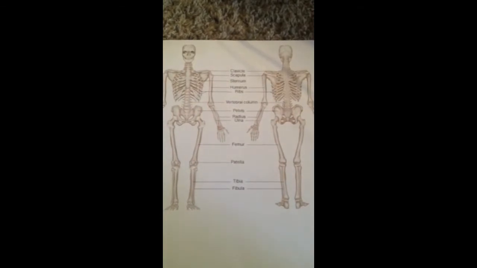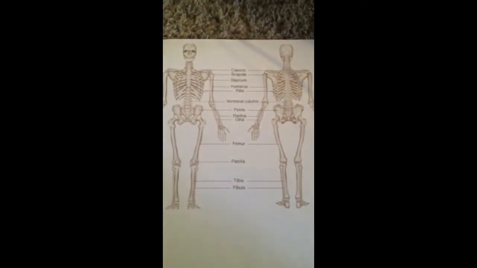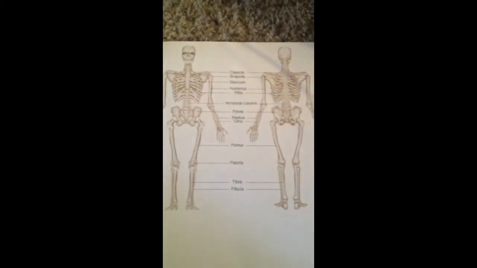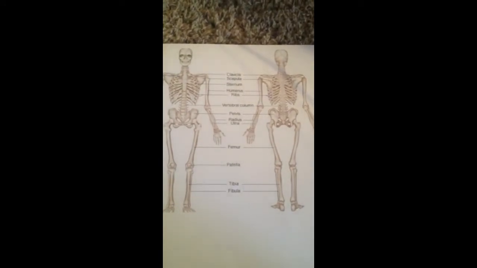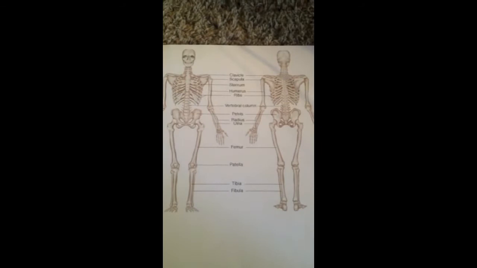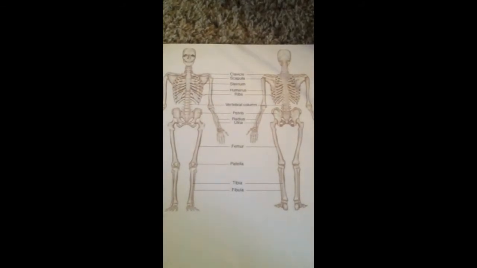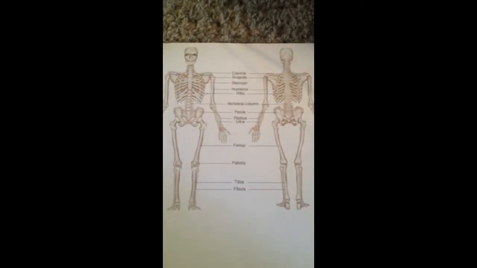The appendicular includes the appendages, which are the shoulders, arms, hips, and legs. The skeleton system is made of bones. The four basic bone shapes are long, which are your arms, legs, and fingers; short, which are your wrists and ankles; flat bones, which are your skull and sternum; and irregular, which are the bones of the spine.